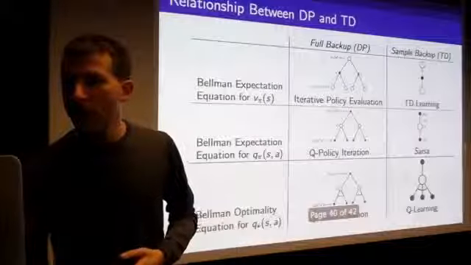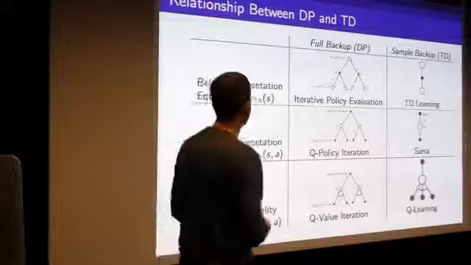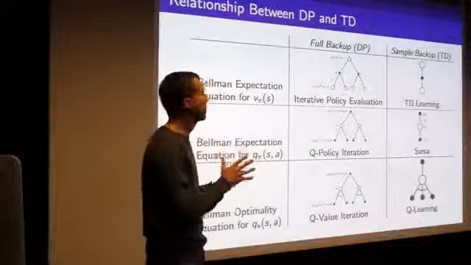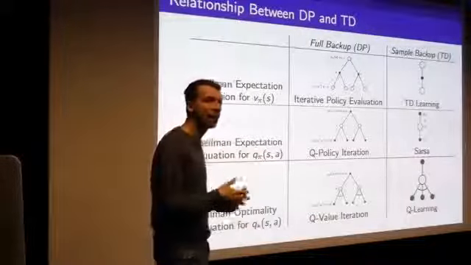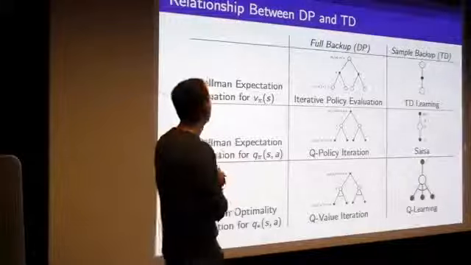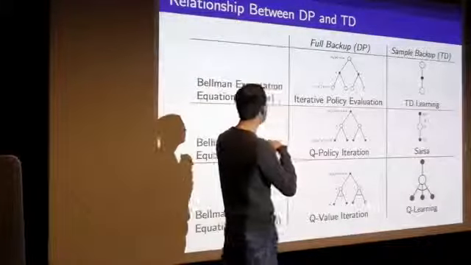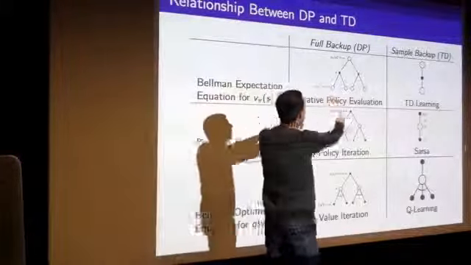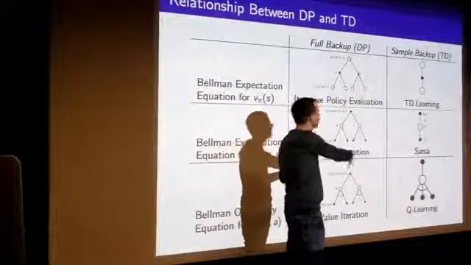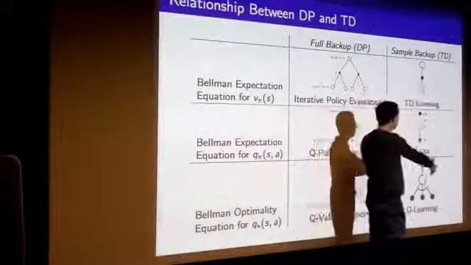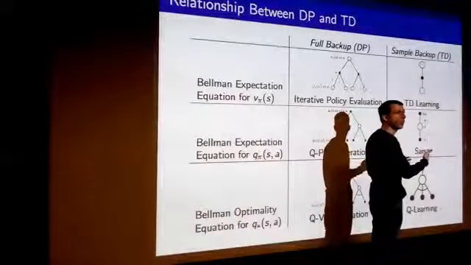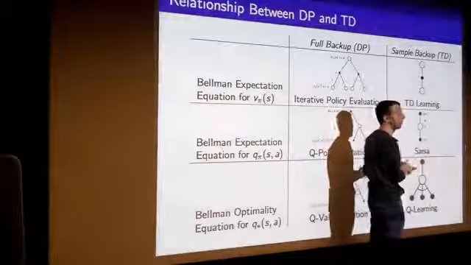So just to wrap up, I want to bring out these relationships between the full width updates that we had in dynamic programming and what goes on in temporal difference learning. In this column here, what we've got is the dynamic programming algorithms that we looked at in the previous lecture. On the right-hand column are these sample-based algorithms, TD algorithms that we've looked at in the last lecture and this one.